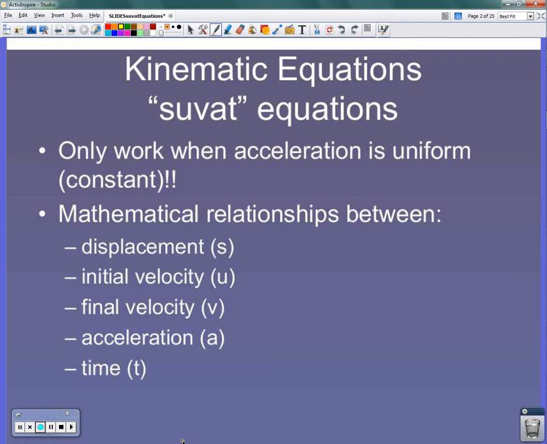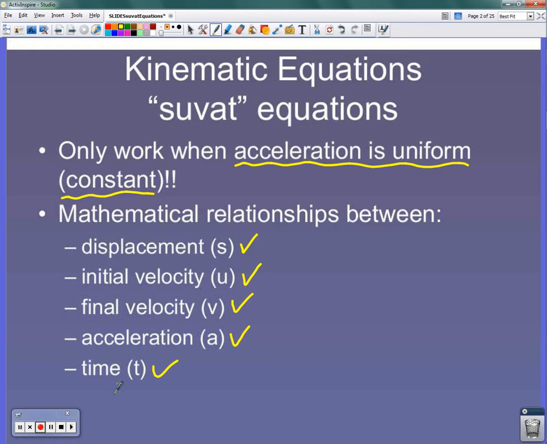So like it says here, they only work when the acceleration is uniform or constant. Those two things are synonymous. Our suvat equations are mathematical relationships between displacement and then two velocities: the initial velocity, which they call u, not exactly sure why they picked that letter, and the final velocity of a motion, which is v, then acceleration and time.